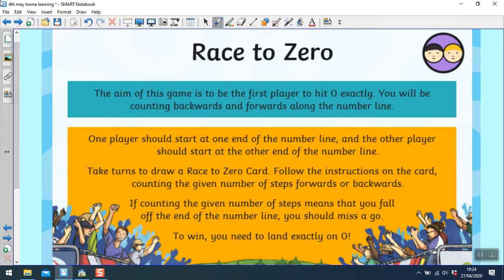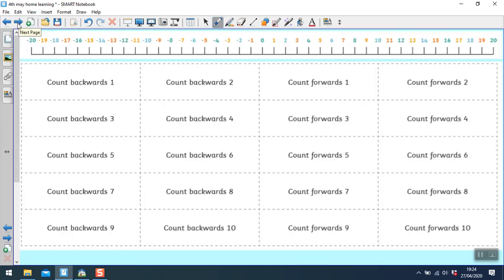So it's a 2-player game, so you need to grab your mum, dad, brother or sister, whoever's available. What you need is a number line that goes from -20 all the way to 20. Either make yourself one on paper or just pause this screen while you're playing it, and you can follow it along on here.